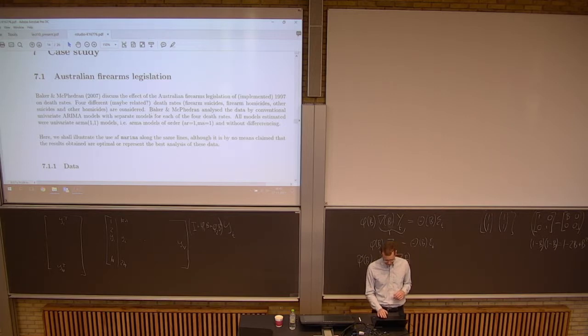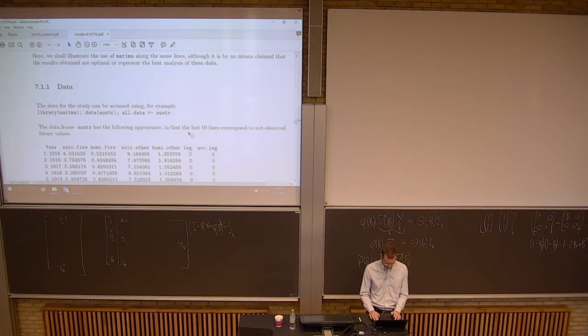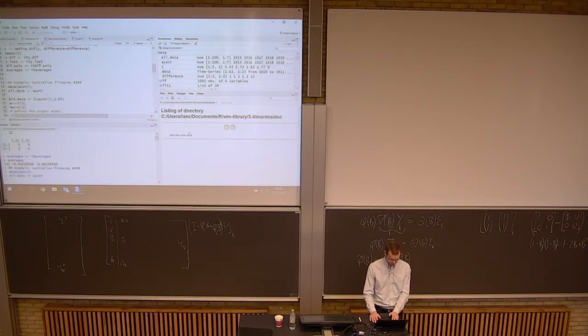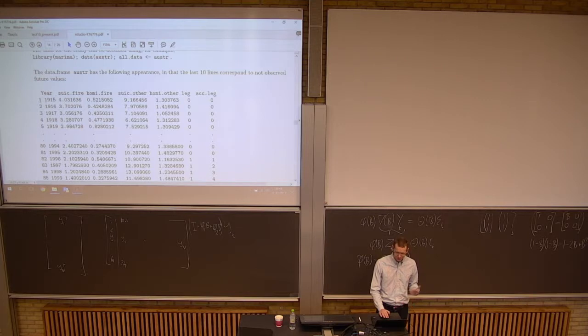In an older study, they modeled this with univariate ARMA(1,1) models, which they found adequate. So no differencing, no nothing, just fairly simple models. But what we'll do, and I'll just do it in R to show you the example, is load the data. There's one thing about the structure of the data; maybe I should show you that here. It dates back to 1915, the beginning.